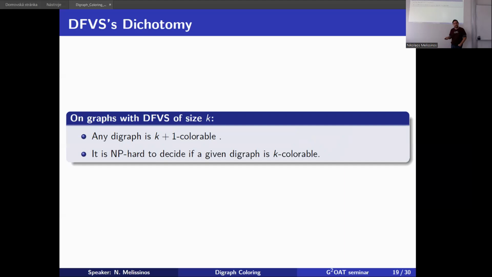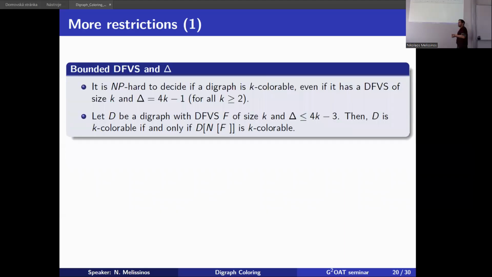Okay, because this becomes really hard for this problem, we try to consider more restricted graph classes. And first we said that we're going to bound the maximum degree.